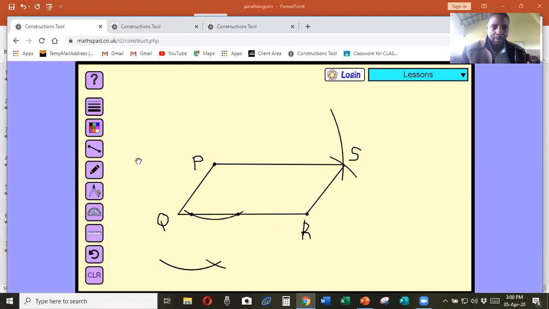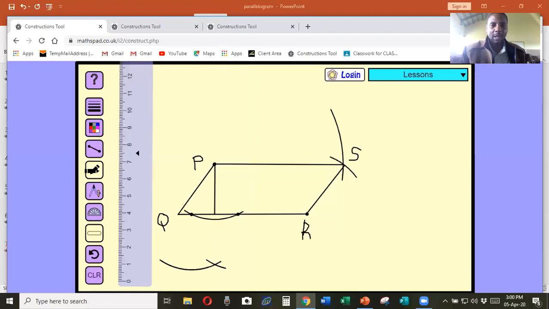So now after that, I want to drop a perpendicular from P to here. So I get my ruler, then I join P to this part here. Yes, up to here. You have to be very accurate. Don't rush when you're constructing. So I'll just draw up to where it cuts the line. I will not draw down here because I just want the height. So this is the height.